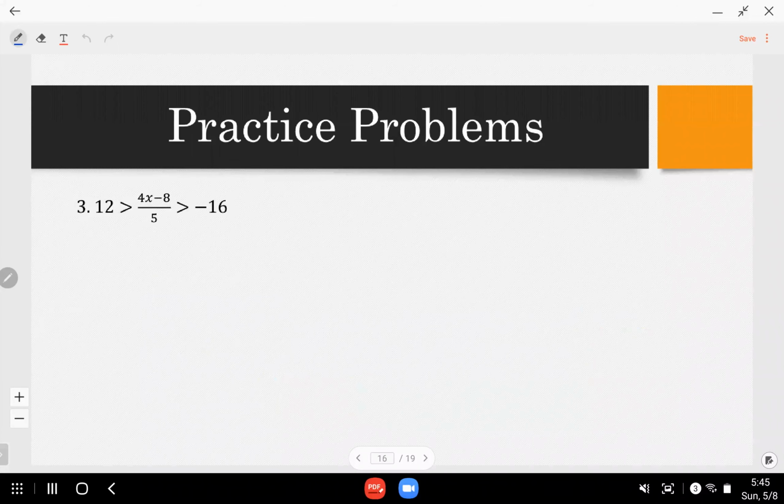Next problem. This is a compound inequality. This is an and inequality. So think about that. How are you going to answer?